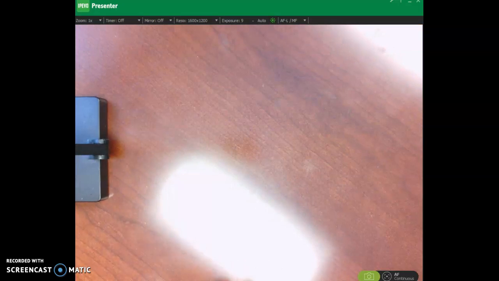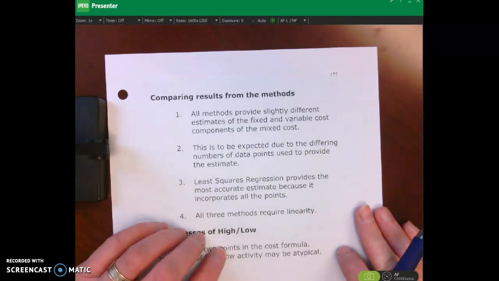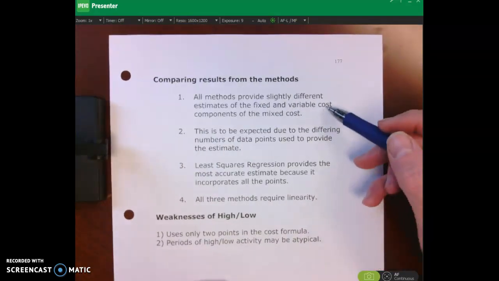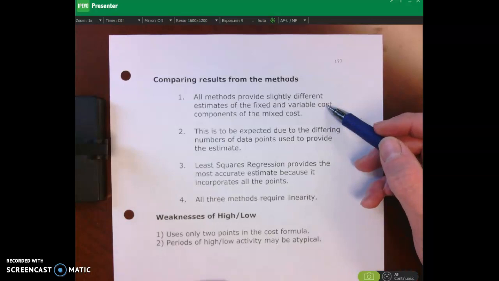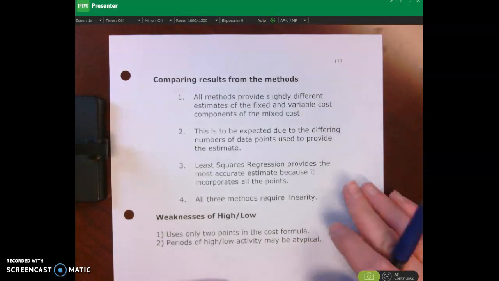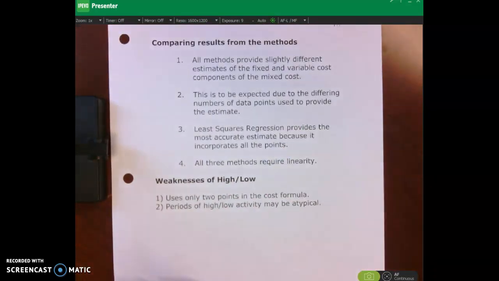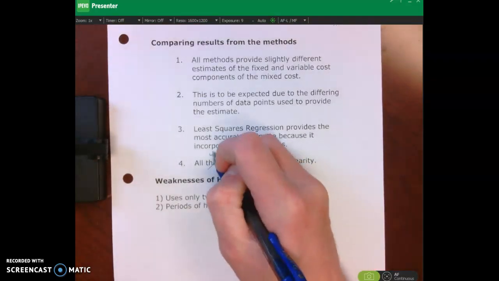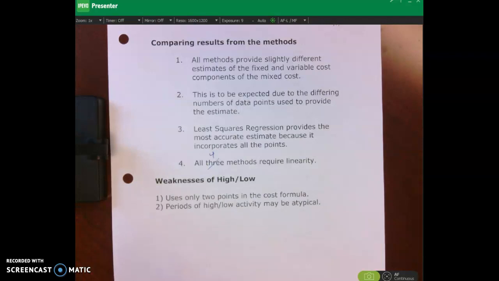Now, when we talk about comparing results from these three different methods, all the methods provide slightly different estimates of fixed and variable cost. Okay, it's because, for example, account analysis uses judgment, versus regression takes a more scientific approach, and so it can give you some different estimates of variable and fixed costs. Okay, least squares regression would be the best. All three methods, cross that out, all four methods require linearity, requires us to assume a constant slope.